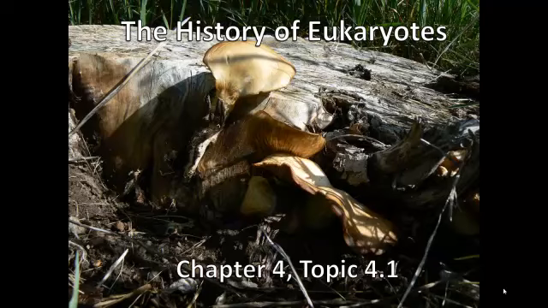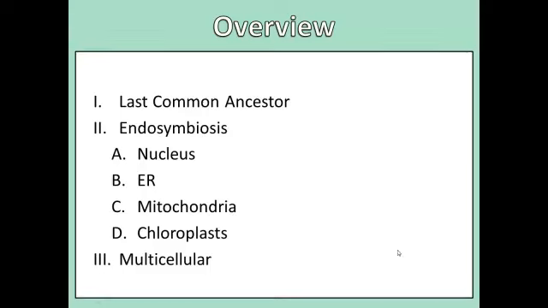Chapter 4, Topic 4.1, The History of Eukaryotes. This topic will discuss the evolution of the eukaryotic cell, so far as we currently understand it. Under this heading, we will talk about the last common ancestor, endosymbiosis, during which we're going to talk about how the nucleus arose, the endoplasmic reticulum, and mitochondria and chloroplasts, and also multicellular organisms.